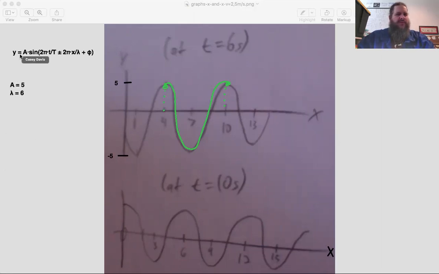Also, since it's centered at y = 0, we don't need a plus anything after the sine function. So we know the amplitude, we know the wavelength. Five and 6. And let's say that's measured in meters. I didn't list any units of measurement here, but let's assume all the distances are in meters. And can we find the period or frequency from these graphs?